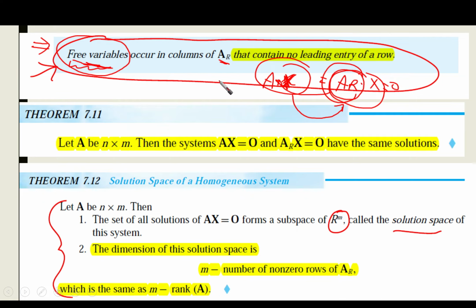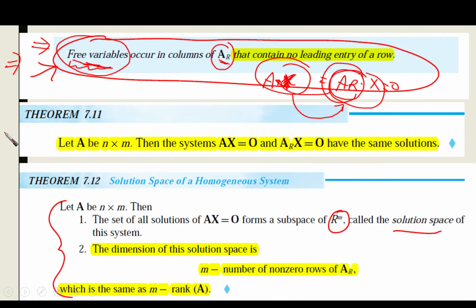We need to keep in our mind that the free variables occur in columns of AR that contain no leading entry of a row, as we have mentioned before. So we have the free variables, and we can read them directly from the reduced matrix. So this is number one.